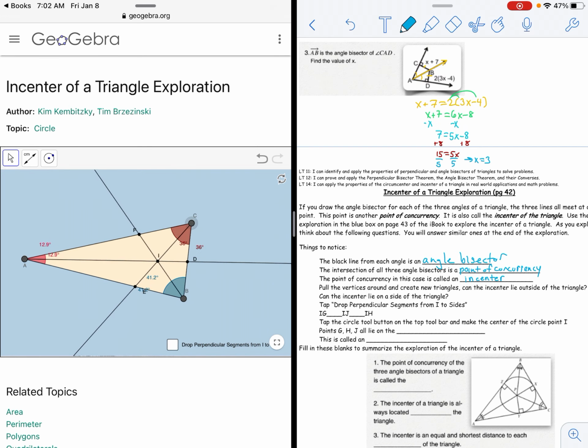Nah, bro. Can the incenter lie on the side of a triangle? Heck no. That's preposterous. I think we'll write that down later.